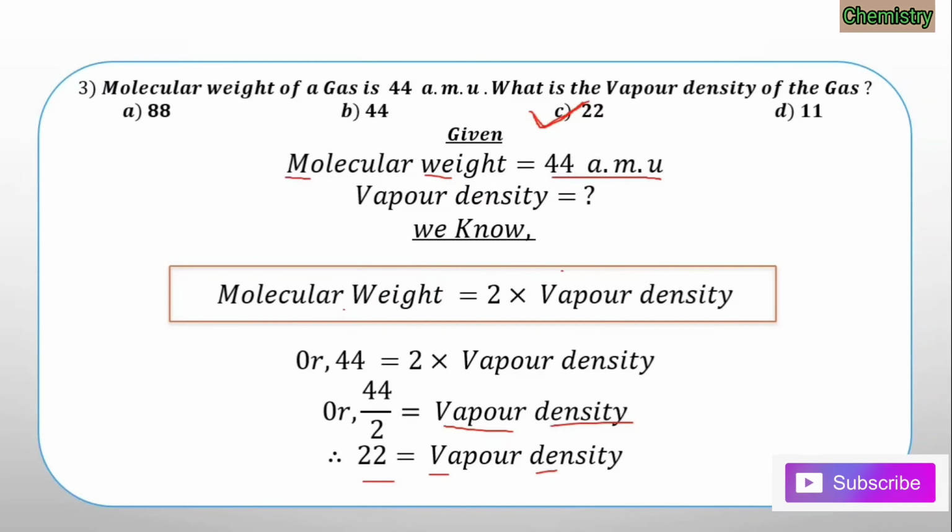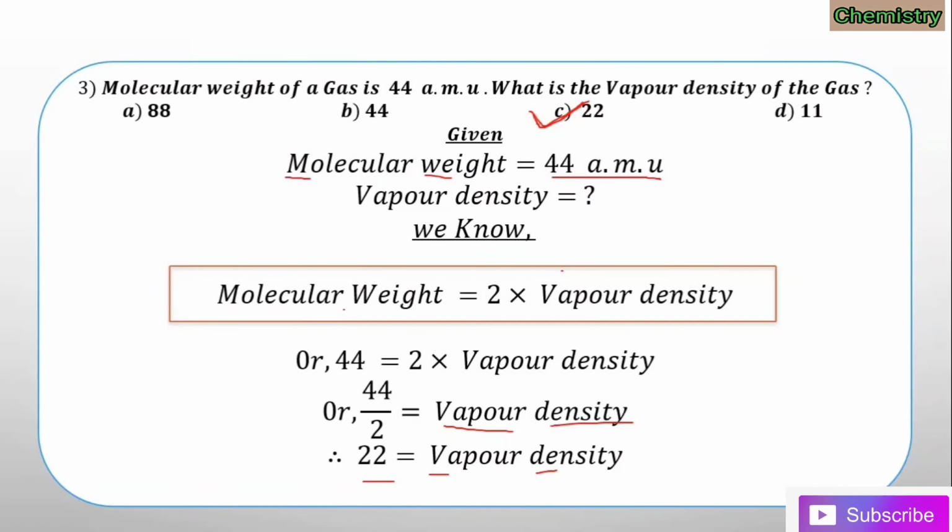That is, vapor density is 22. You have to remember the formula of molecular weight equals 2 into vapor density.